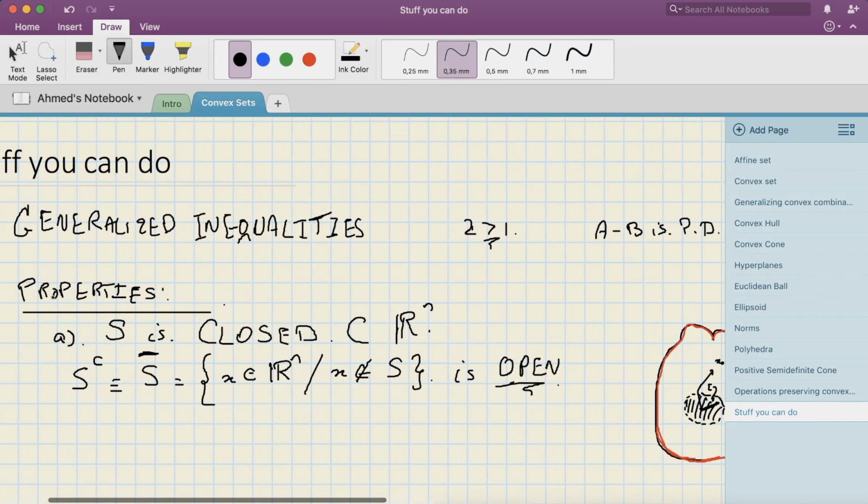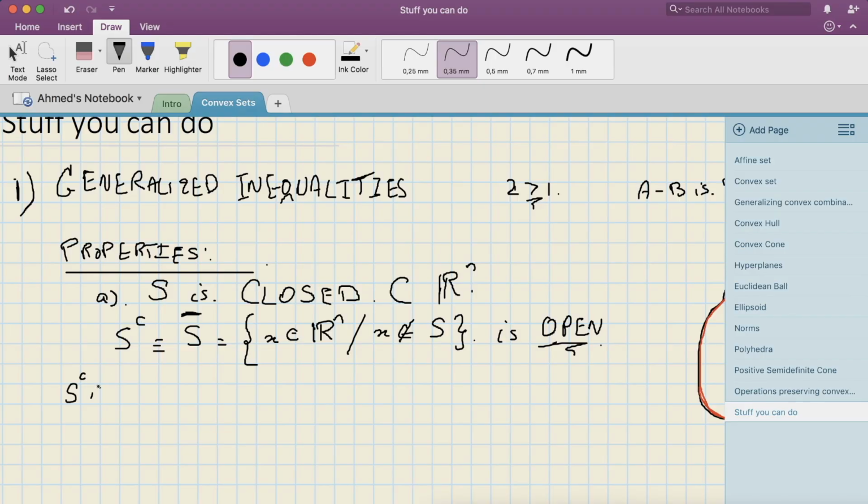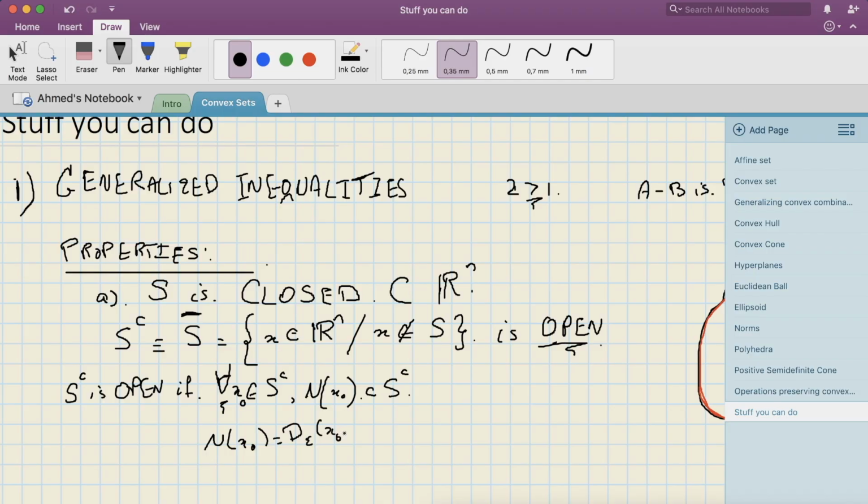So going back to the formal definition, S^c is open if, for every x0 in S^c, the neighborhood N of x0 is again in S^c. So what is the neighborhood? We defined it as a disk right here. It's a disk of radius epsilon and center x0, which is a set of all x's such that the Euclidean distance from x0 is less than epsilon. This is a disk. So yeah, this is what open means.